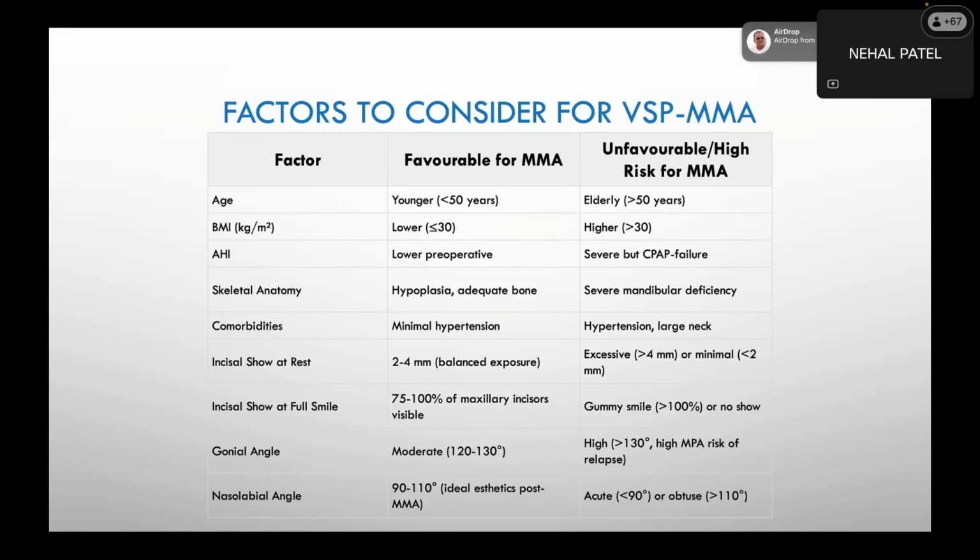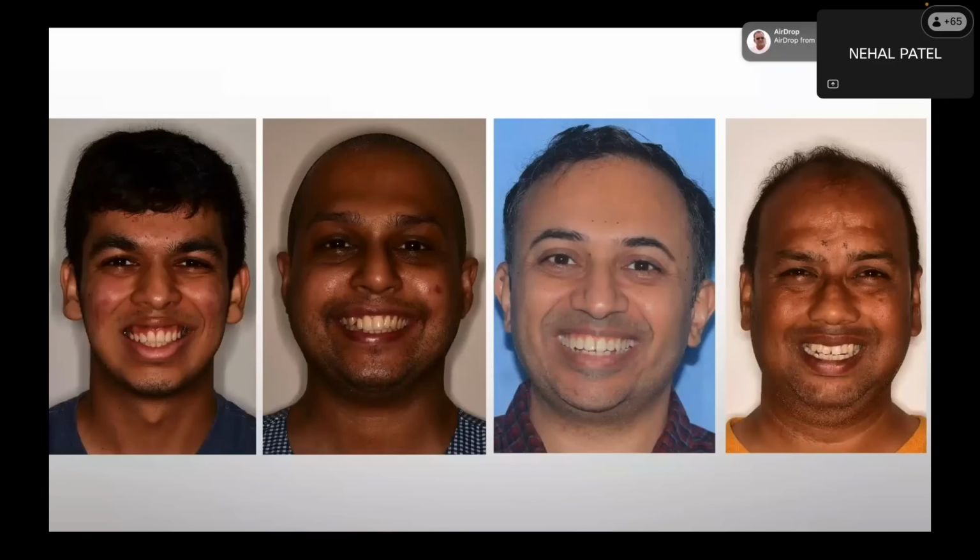and the cardiac condition. Now, if you look at these four patients, this guy is 23 years old. He was referred for OSA. But if you look at his smile, he has a gummy smile. So I have an advantage in doing MMA because I know it's a gummy smile, so I can impact the maxilla and bring the maxilla and mandible forward. In these three patients, this guy is 49, he is around 39, he is around 35.